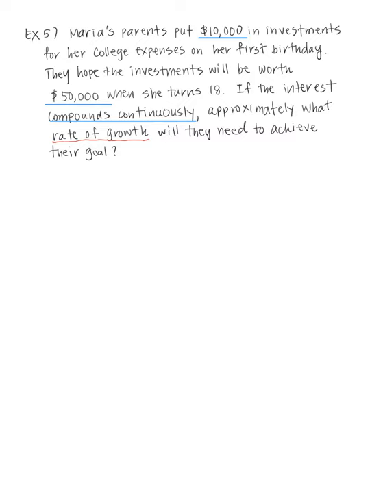So let me first write down what we're given. Our A is $50,000, the new balance that they're looking for. Our P, the principal, is how much money they put down, which is $10,000. Gosh, Maria is so lucky, huh? Now R is what we're looking for, so I'm going to put a little question mark there. And T will be the time in years when Maria is going to get her $50,000.